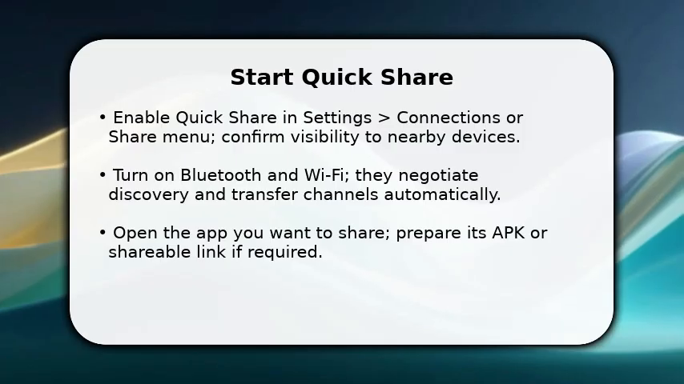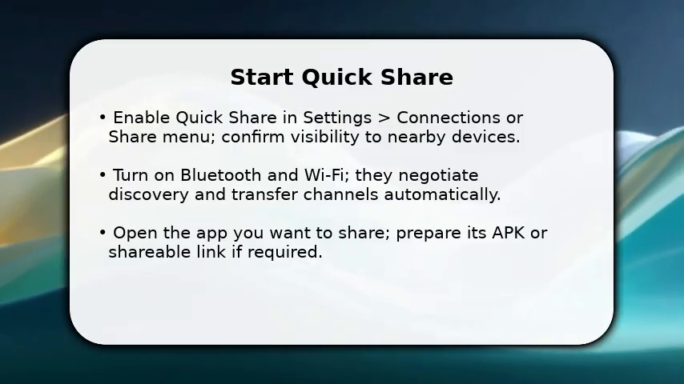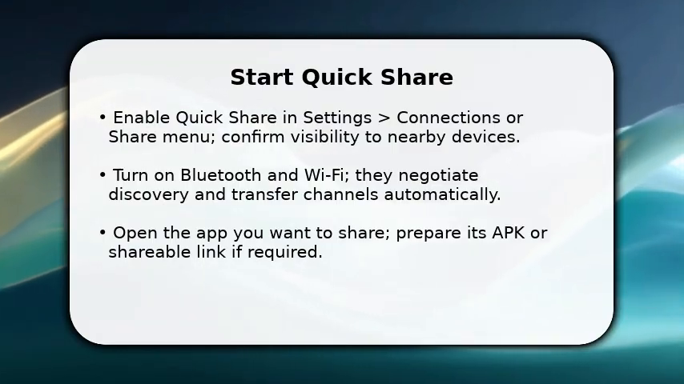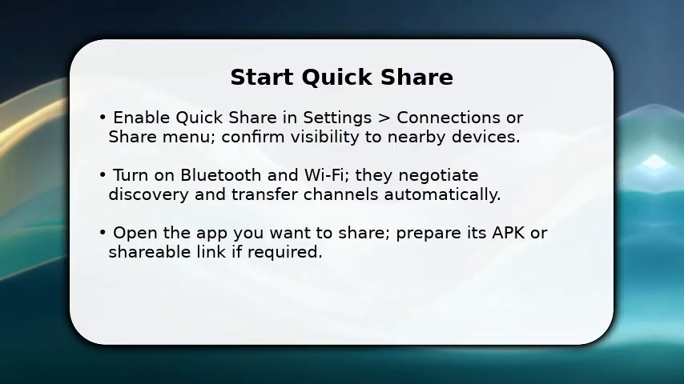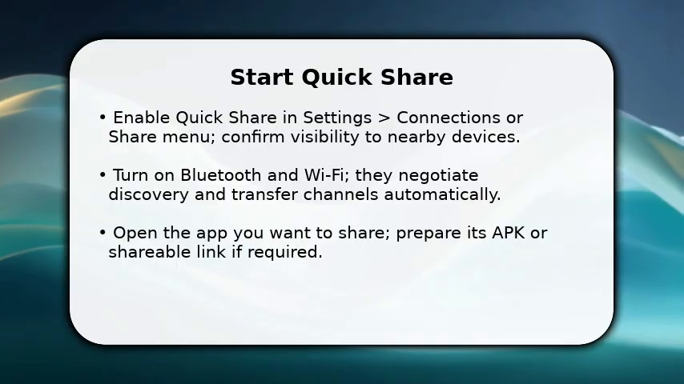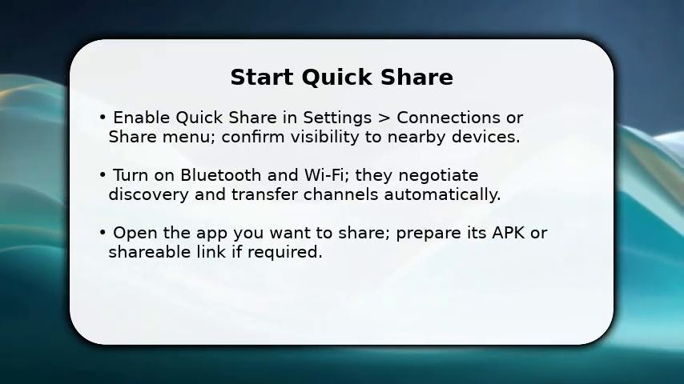Enjoy the video. You begin by enabling Quick Share and Essential Radios. Open Settings, enable Quick Share and make your device visible. This lets nearby devices discover you. Next, turn on Bluetooth and Wi-Fi so the system can negotiate a fast channel without tethering.